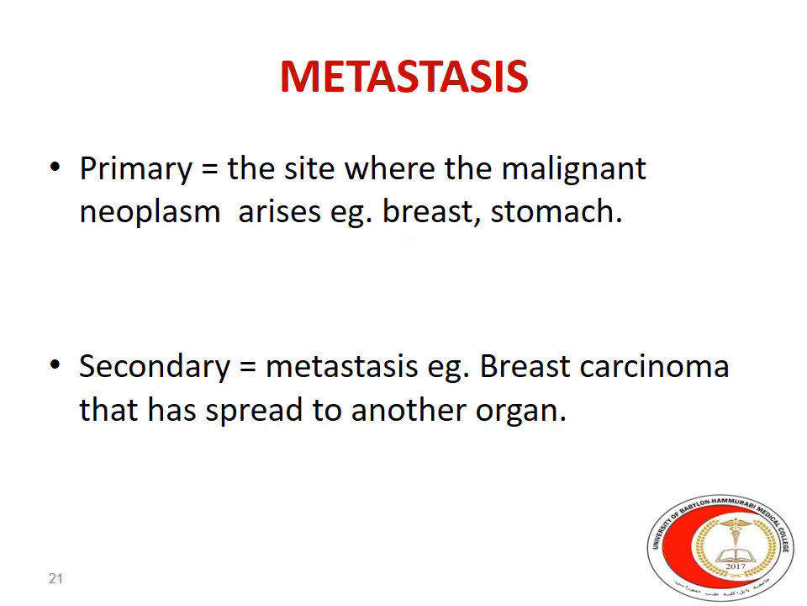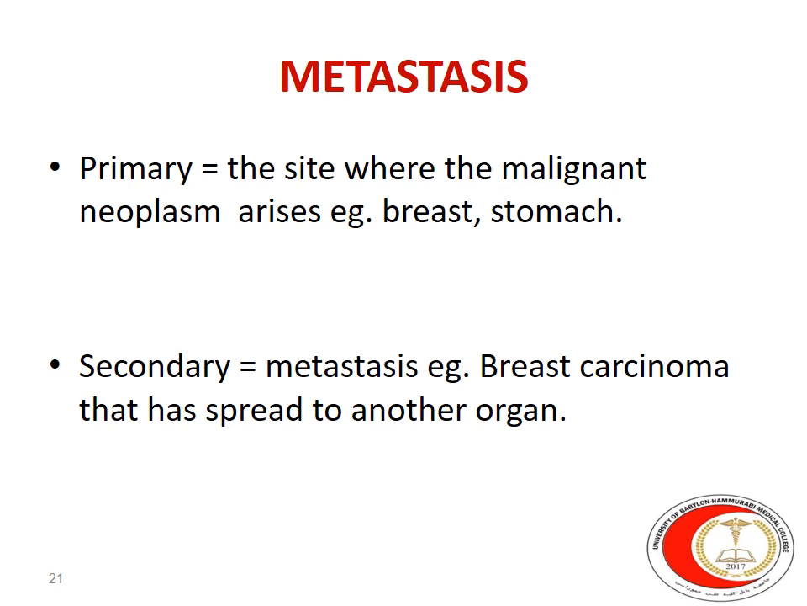Let us return to metastasis. We have certain terms. When I say primary, it means the site where the malignant neoplasm arises. Example: breast, stomach, colon, liver, and so on. Then we say secondary. This is a secondary metastasis. When I say secondary, it is equal to metastasis. For example, a breast carcinoma spreads to another organ, like to the lung, to the liver, to the brain, to the bone, and so on.